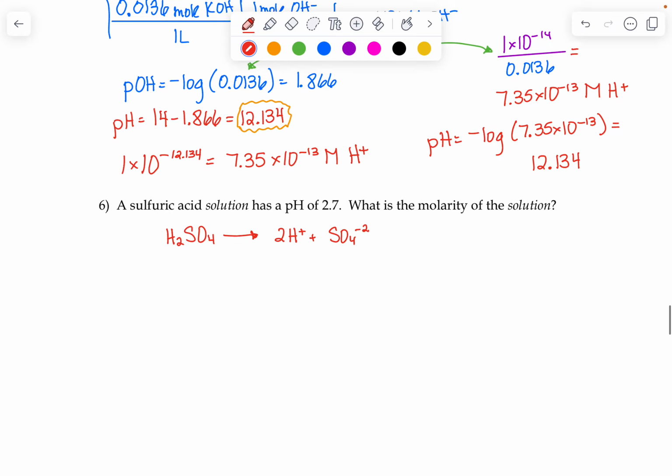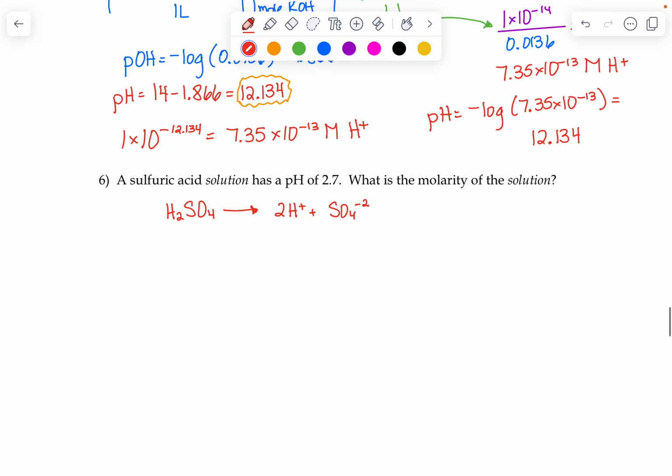It tells me the power of my hydrogen is 2.7. Okay, so the power, the exponent of my H+ is a negative 2.7. Let me write that down. 1 times 10 to the negative 2.7 is my H+ concentration. Well, that's not a properly written number, but if you throw it in your calculator, it'll convert it into a properly written number for you.